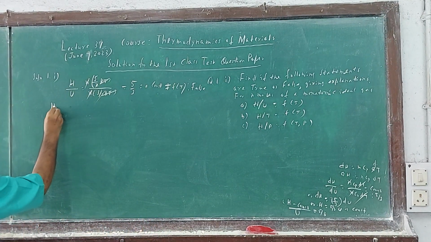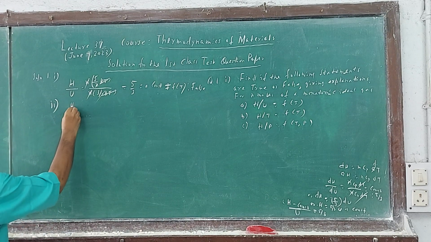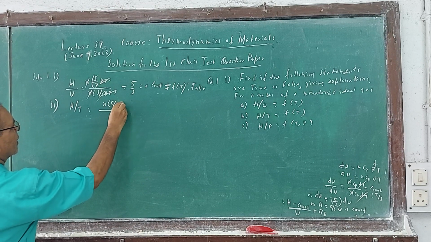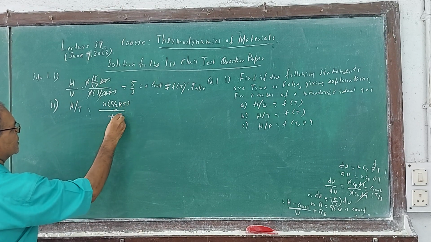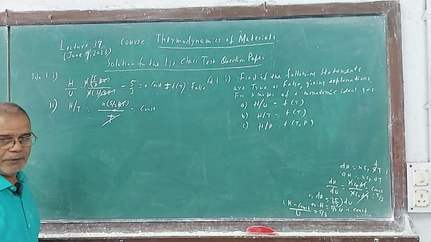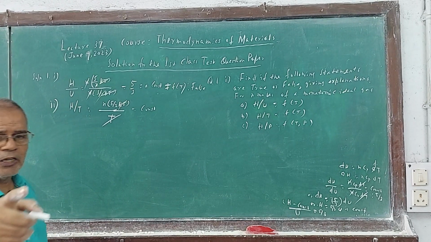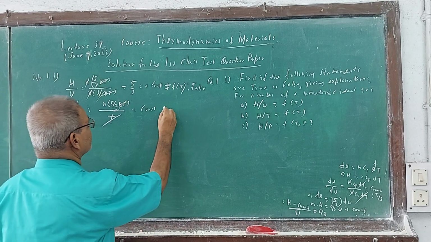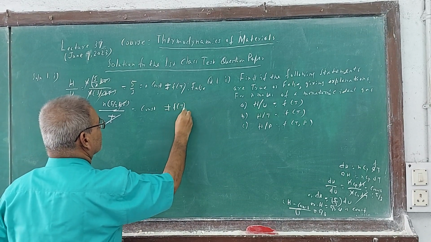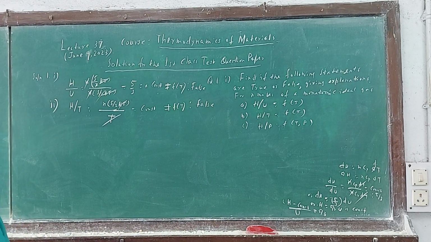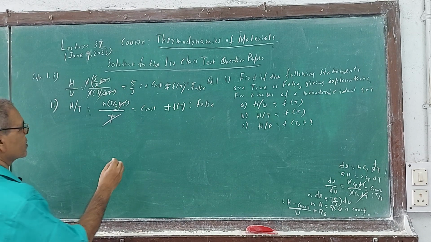Second is H by T. Now it is very easy for you. H by T is what? n 5 by 2 RT by T. T cancels, R is a constant, so it is still a constant. n is a constant, n is not a variable. So it is constant, so false. Happy? n is a constant, remember. For n moles, n is not a variable, it is constant.